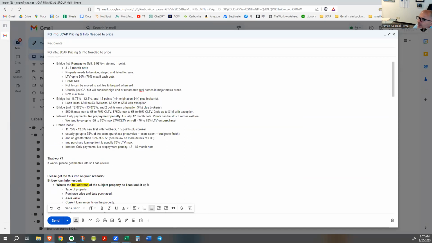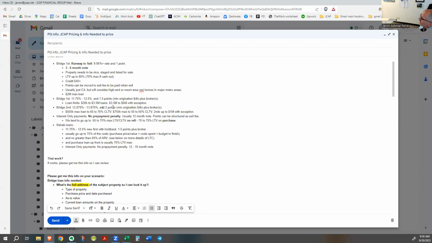Bridge second: the rate's higher and the points are higher because as a second position, it is more risky. So the positions are, if you have a first position trust deed, which is what we consider a mortgage, that means that if the property is foreclosed on, you get paid first.